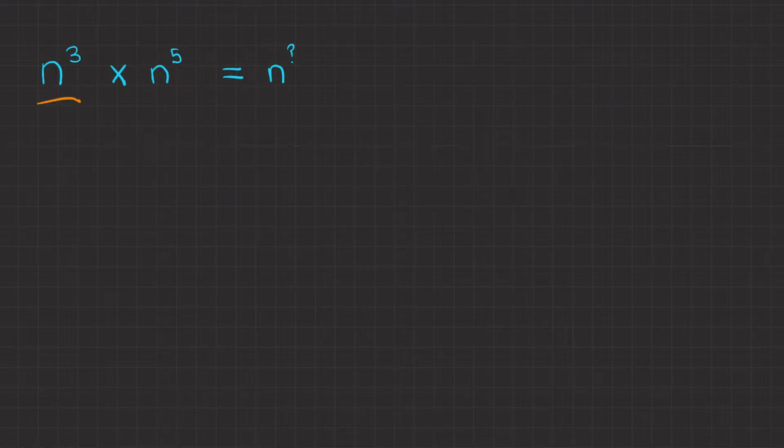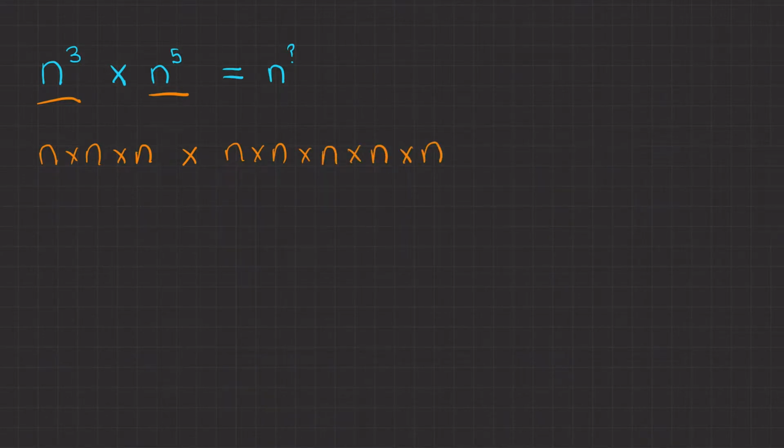We've got n cubed here, which is n times n times n. And this is all being multiplied by this n to the power of 5 here, which is n times n times n times n times n. And that all equals n to the power of something. Well, this is written in a way now where we can just simplify this. So we have got 1, 2, 3, 4, 5, 6, 7, 8 n's being multiplied by each other, so this simplifies to n to the power of 8. So now we've got an answer of n to the power of 8.